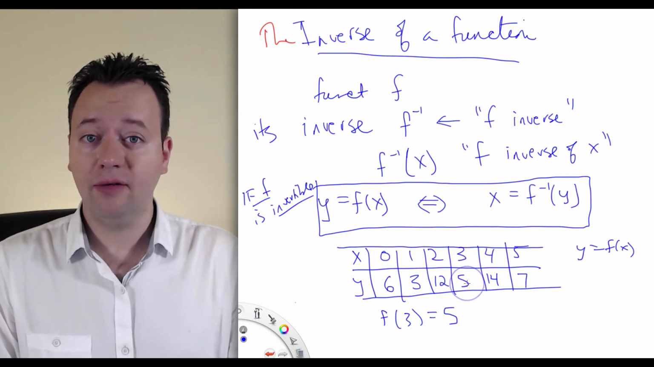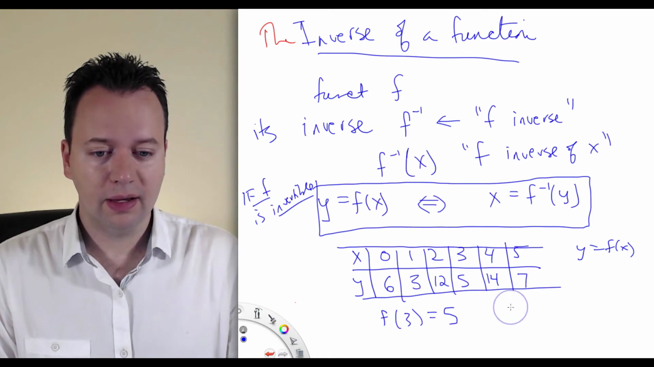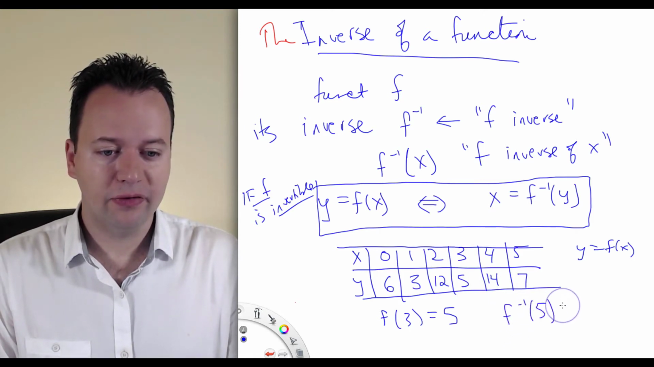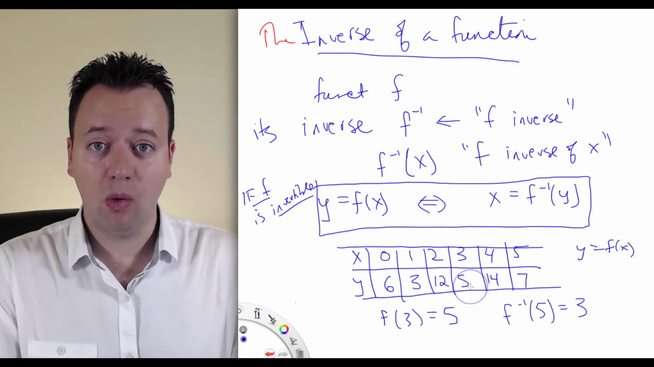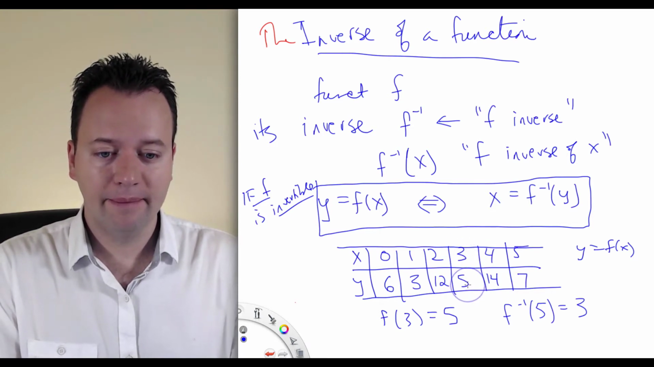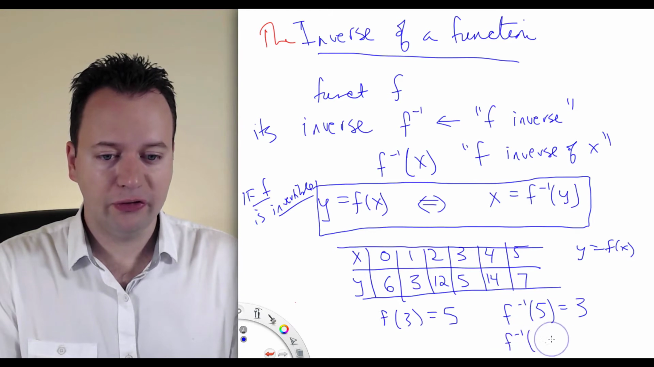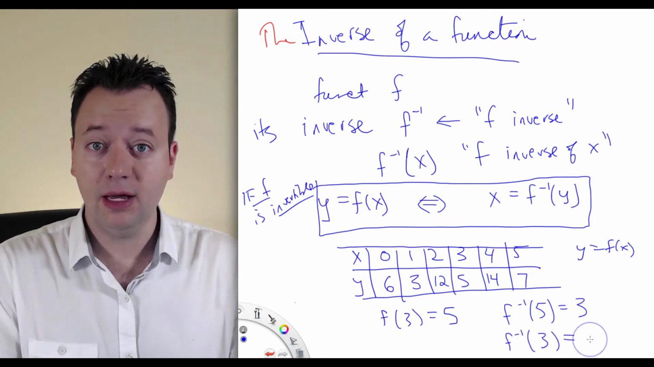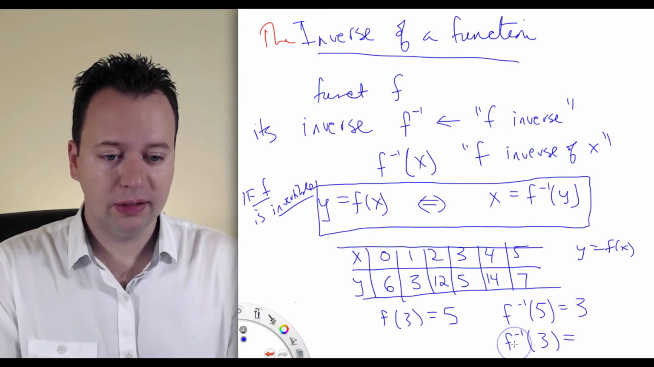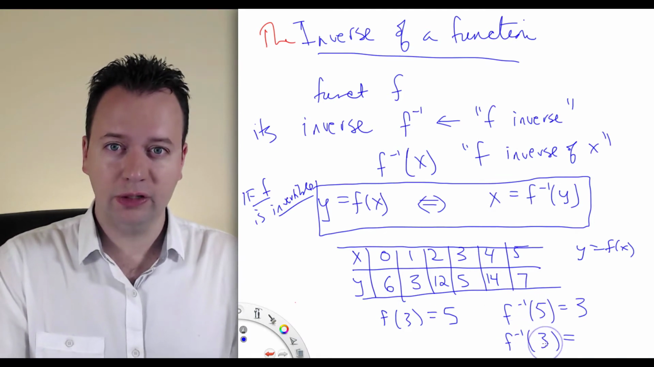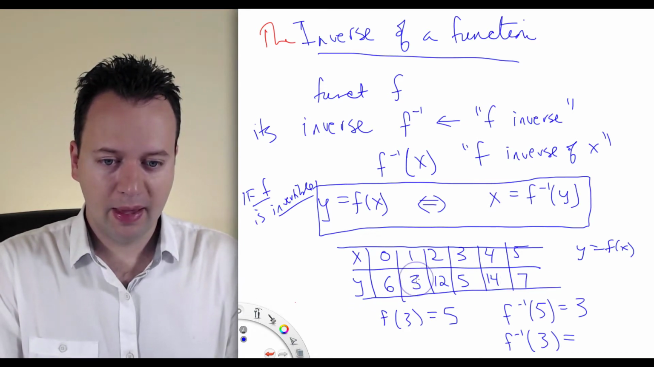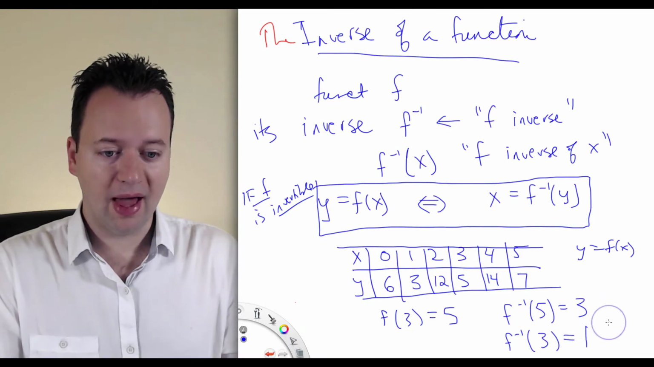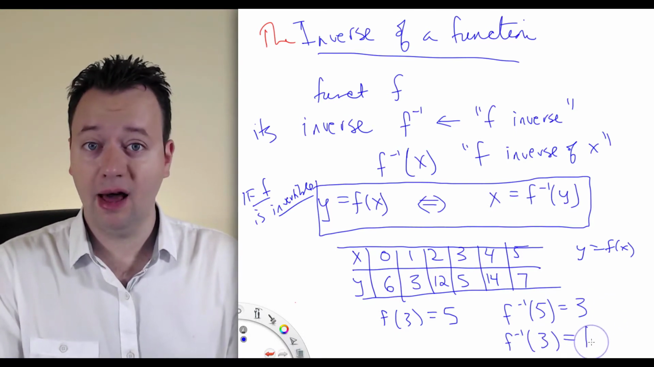Now if you want to say what's f inverse of 5, you would get 3. So f inverse of 5 is equal to 3, because this is asking, what x value gave me that y value? It's the x value of 3 that gives me the y value of 5. Similarly, we can say f inverse of 3 is equal to, well, let's take a look. The output was 3. What was the input? We look at our outputs. For the output 3, the input was 1. So f inverse of 3 is equal to 1. And notice that f of 1 is equal to 3.